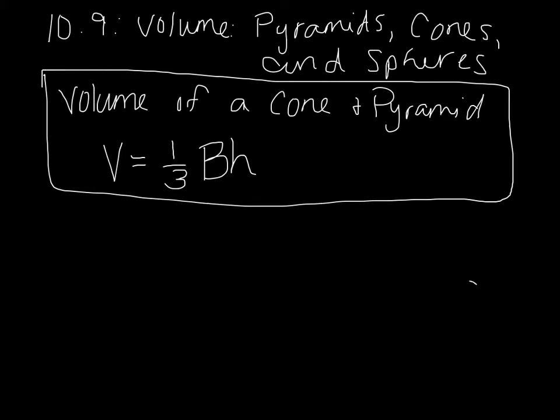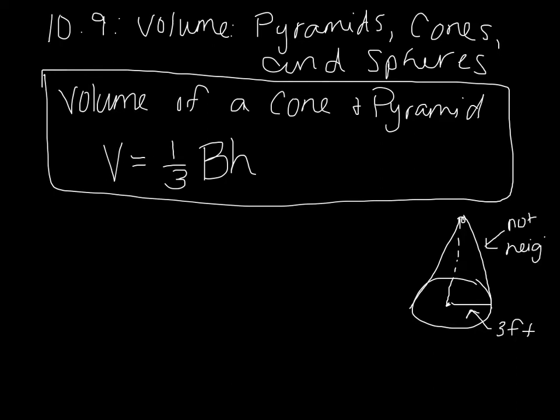Let's say I have a cone, not a sphere. And the radius is 3 feet. And then we have a height, which should go from the top of the cone. This is not a height, right? Because I wouldn't measure myself standing sideways. That is a slanted line. We need a line that goes straight up and down. So we're going to use this one, and the height is 10 feet.